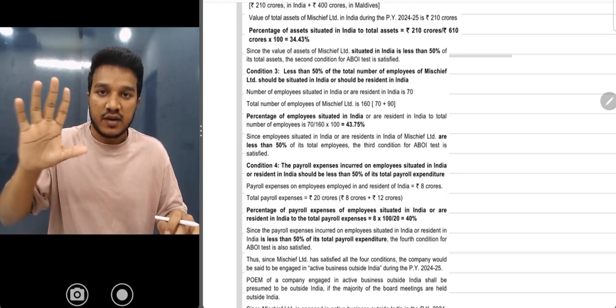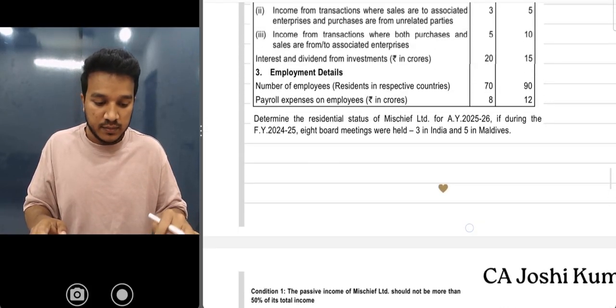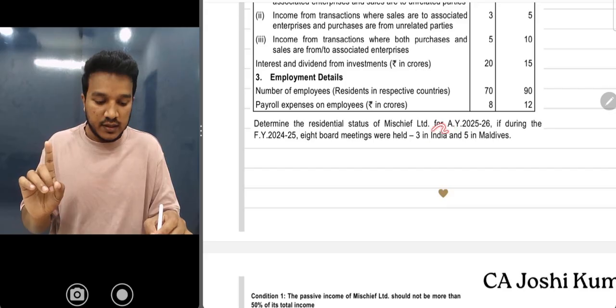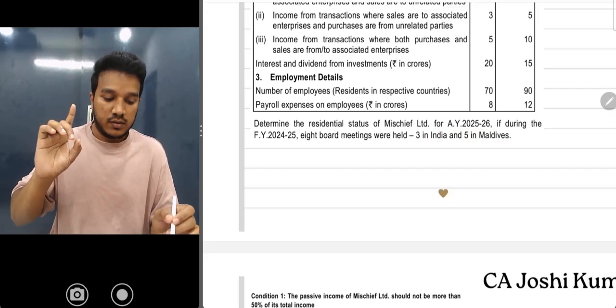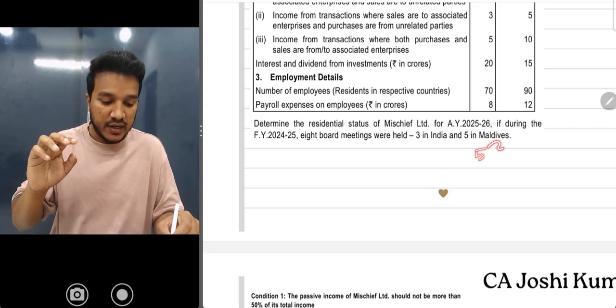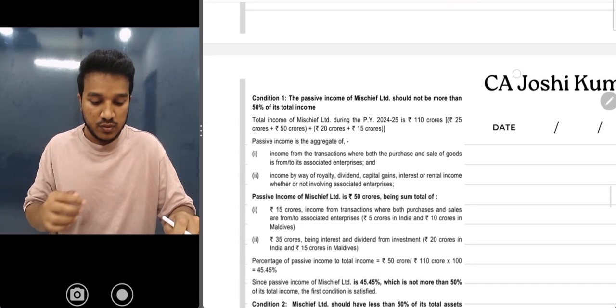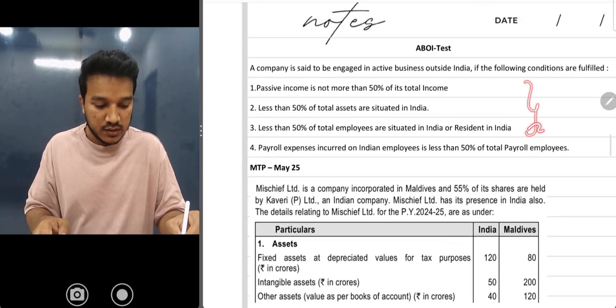And how you are going to end after the ABOI test, you have to see the total number of board meetings held. Here in this case 3 were held in India and 5 are held in Maldives. So 5 out of 8 are held in Maldives, right? So the majority of them are held in Maldives. So you have to see the 4 conditions, active business first, all these 4 conditions.